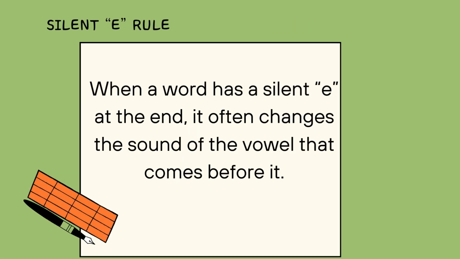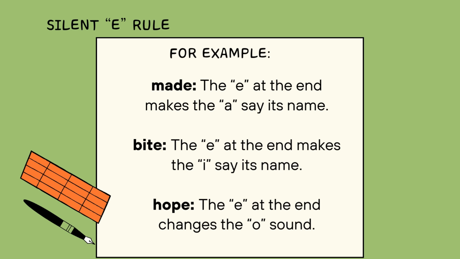When a word has a silent E at the end, it often changes the sound of the vowel that comes before it. For example, name, the E at the end makes the A say its name. Bite, the E at the end makes the I say its name. Hope, the E at the end changes the O sound.